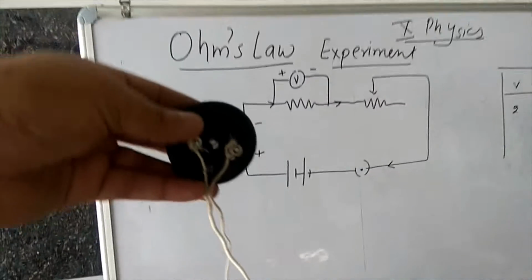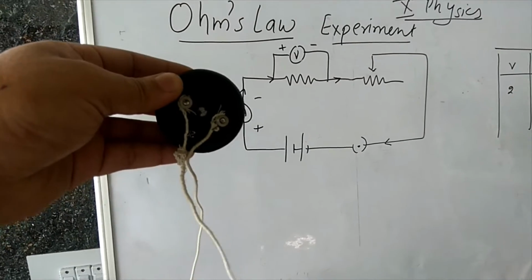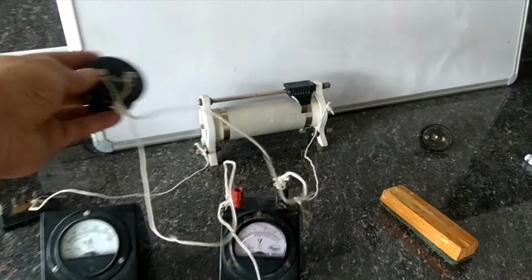You can see this is a one-way key. In place of a voltmeter we have connected this resistor. This is a resistor box. We have connected it with the voltmeter in parallel. You can see we have connected it in parallel.